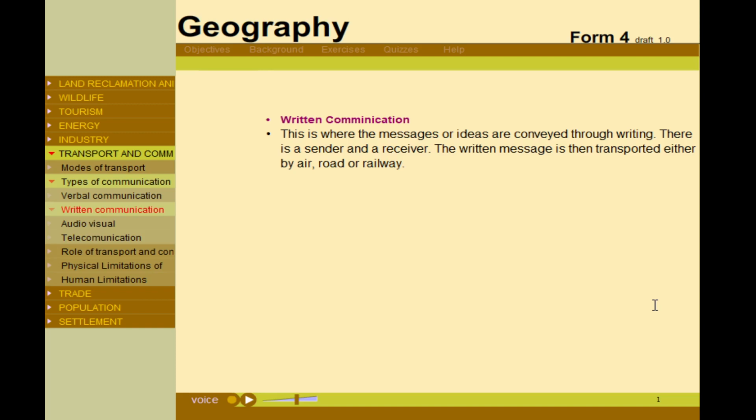Audio-visual. This includes sending messages using a combination of sound, signs, and pictures for effective communication. It takes place when one can see and hear. Some traditional communication methods are still in use. Use of gestures, shouting in a special way, and use of smoke.